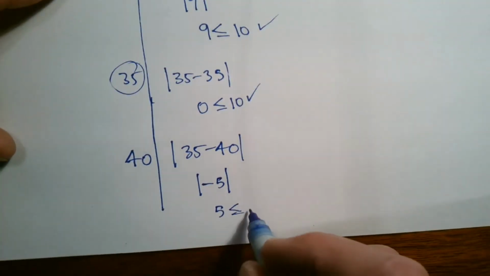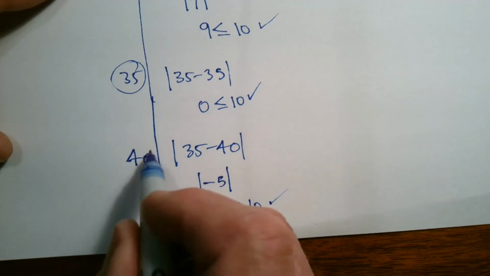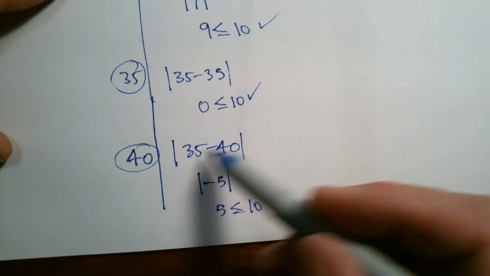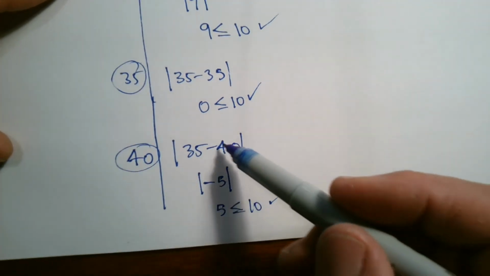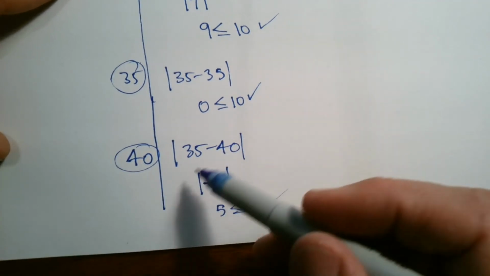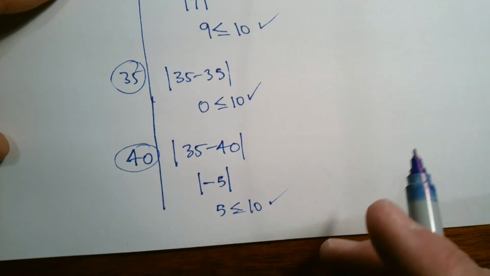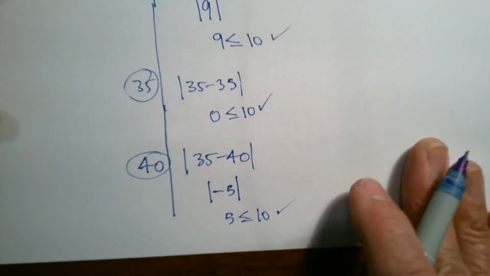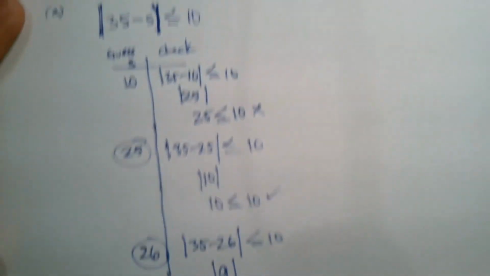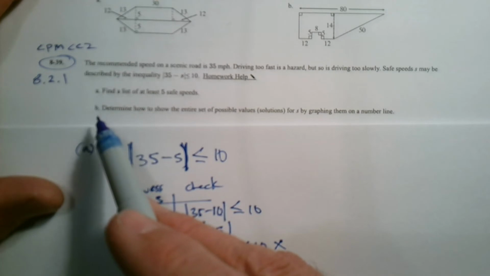So is 5 less than or equal to 10? It is. It checks out. So notice this is how those absolute value signs are important, because we're trying to pick also values that are greater than 35. And that absolute value makes us have that positive value to show less than 10. So you pick one more and then you'll have your 5 listed. But let's look at B real quick.